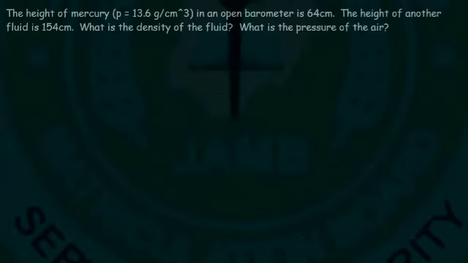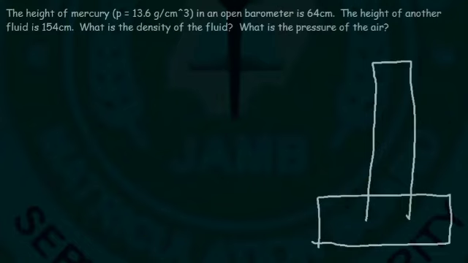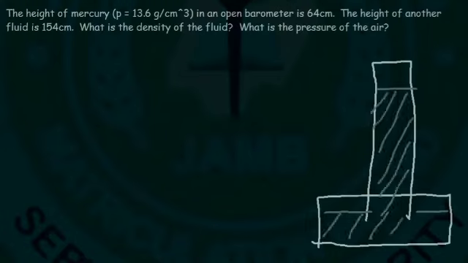Let's try this problem. The height of mercury in an open barometer is 64 centimeters, and the height of another fluid is 154 centimeters. What is the density of the fluid, and what is the pressure of the air? So let's draw the open barometer. And it has mercury. So let's calculate the pressure of the air first.